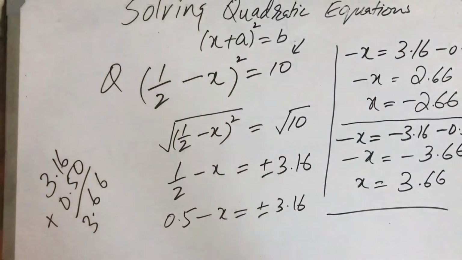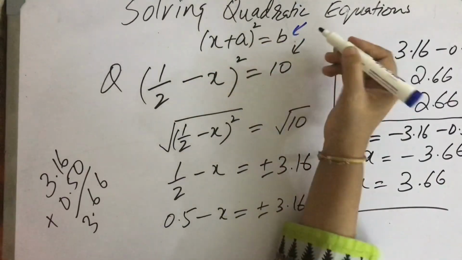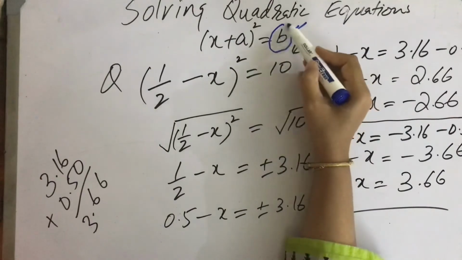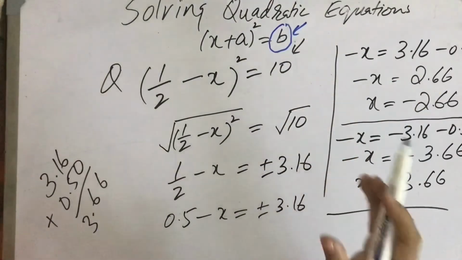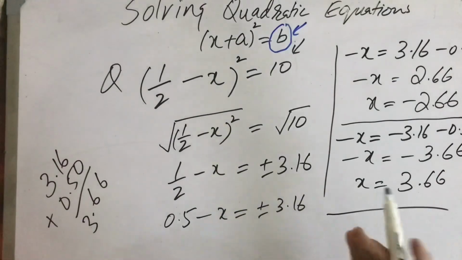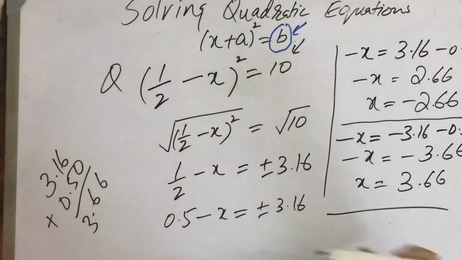So what you have learned in this video: when you have questions of the form (x plus a) square is equal to b, do not open the bracket, just take the square root and find the values. If this b is a perfect square, you will have the solutions or the answers, the values of x, as whole numbers. But if this b is not a perfect square, you will have answers in decimals.